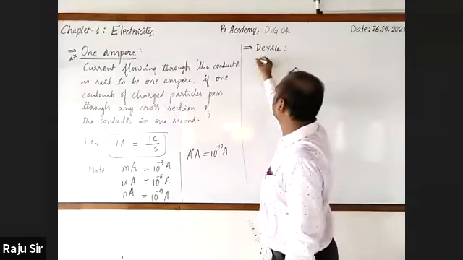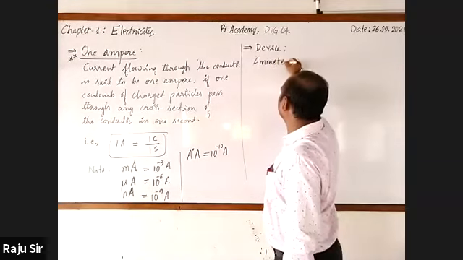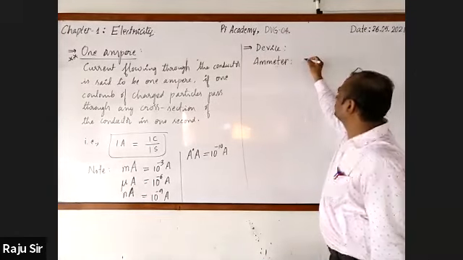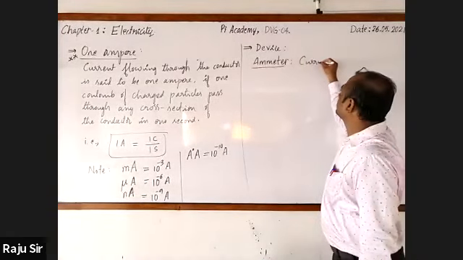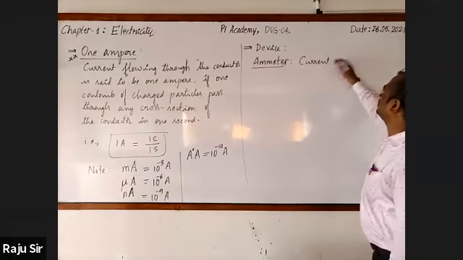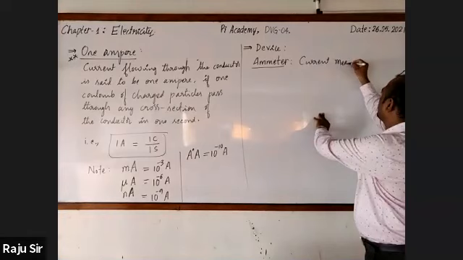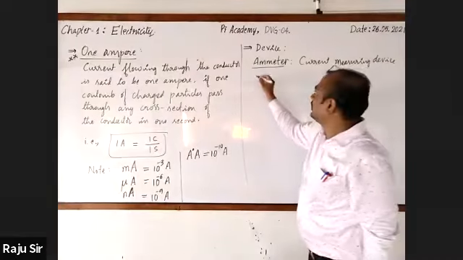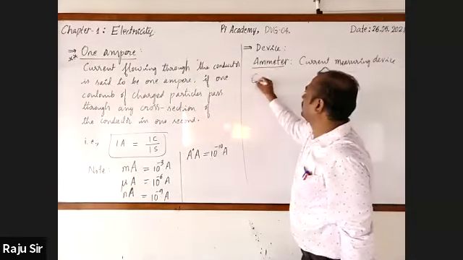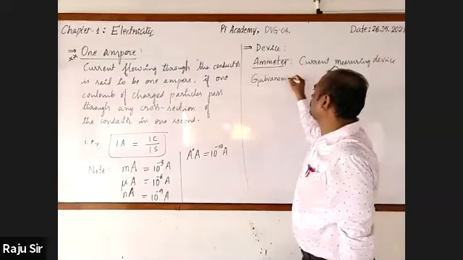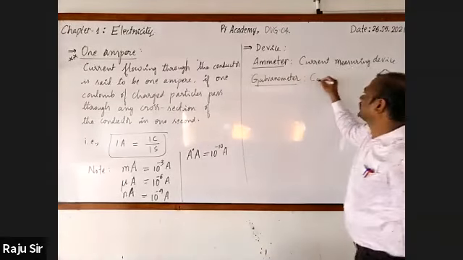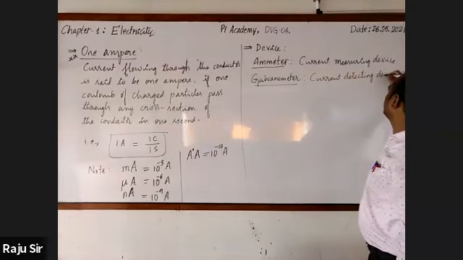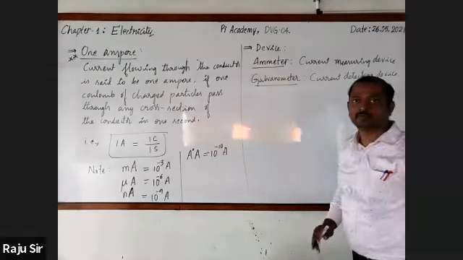First one is ammeter. Ammeter, it is a current measuring device. And what? Galvanometer. It is a current detecting device.